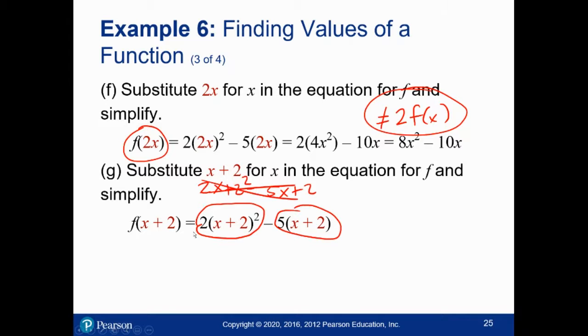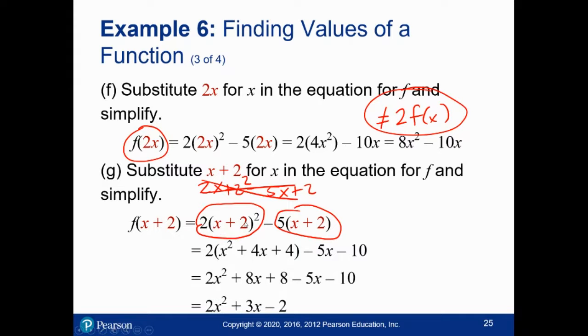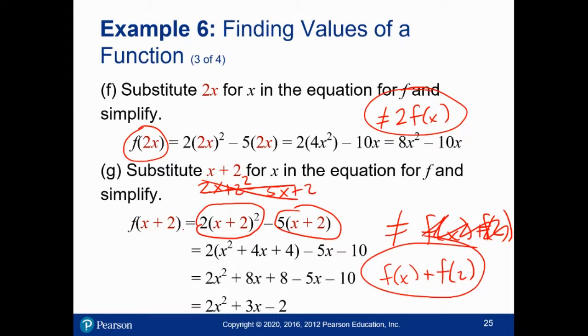Okay. But if we do expand all that out, we square the x plus 2, then I distribute the 2, and simplify. 2x squared plus 3x minus 2. Notice that this is not f of x plus f of 2, which we did on the first page. Sorry, I didn't write that very clearly. This is not f of x plus f of 2. This and this could be totally different from one another.